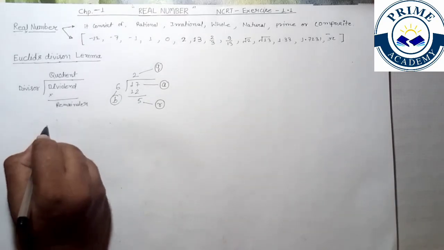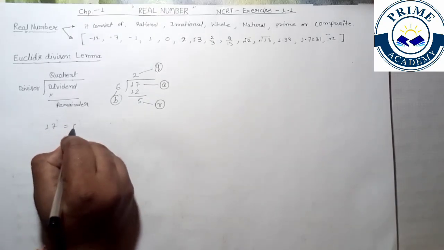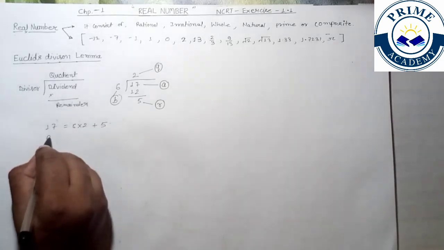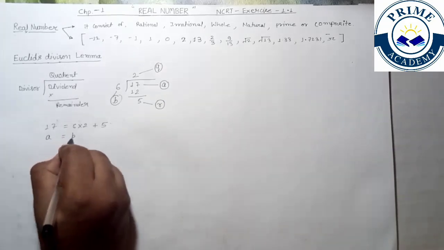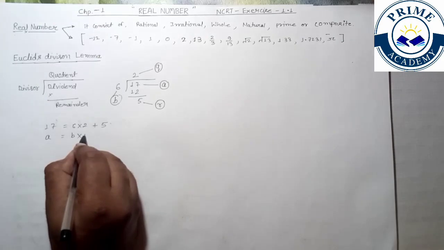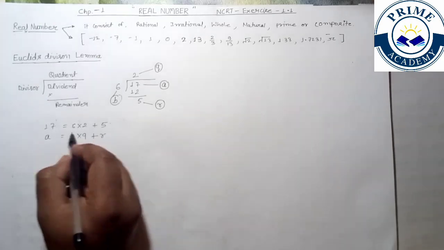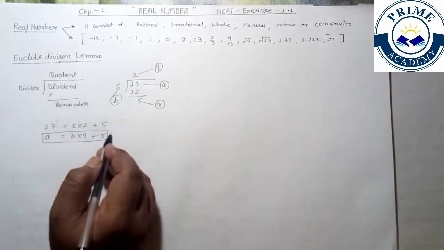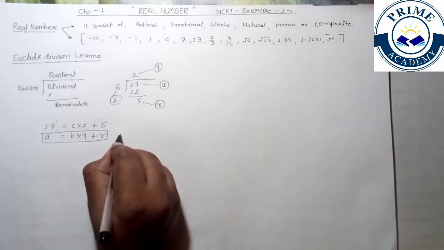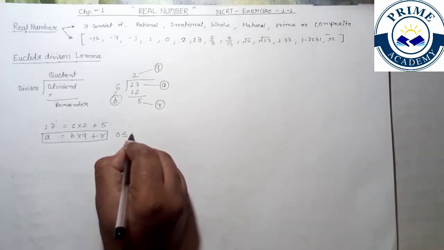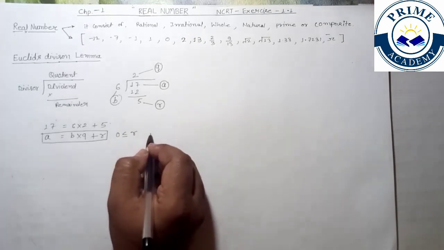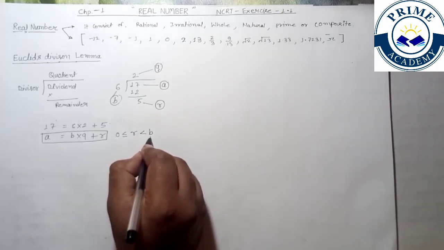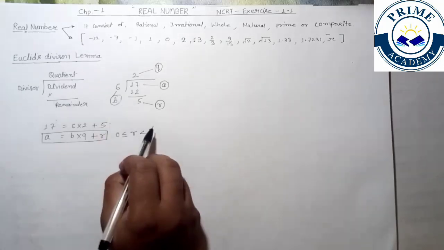Suppose 17 equals 6 into 2 plus 5. It means in the place of 17 I wrote a, in the place of 6 I wrote b, 2 is the quotient q, and 5 is r. In this format we can write our division equations. Here r is the remainder, which is always greater than or equal to 0, and also always less than b, where b is the divisor.